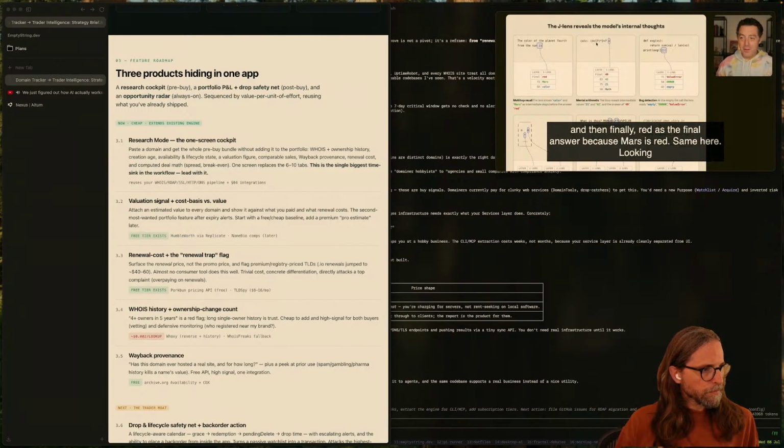Same here. Looking at math is even more fascinating. Look at this. So we have 4 plus 17 times 2 plus 7 equals. Okay, so first it thinks, all right, this is math.